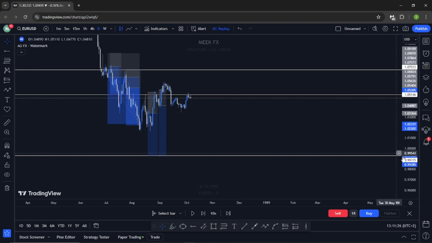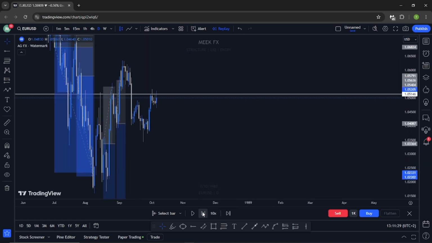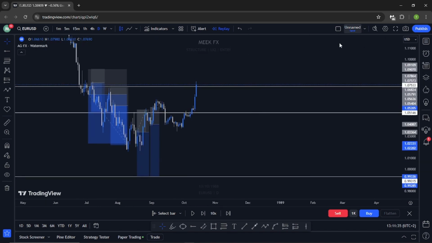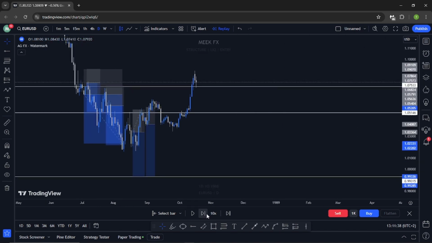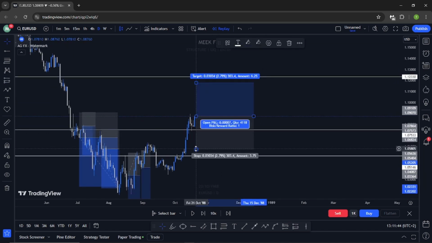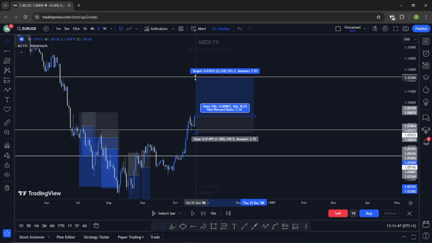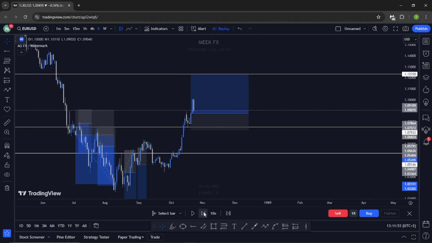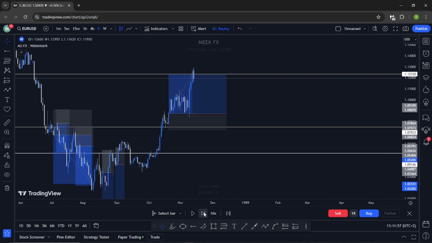Still don't have an entry yet. Let me see, did it close below? No. Okay, let's see how we react off of this zone. Okay. Then I'm gonna take an entry here. Take profit all over there. Let's see how the market goes. Okay.